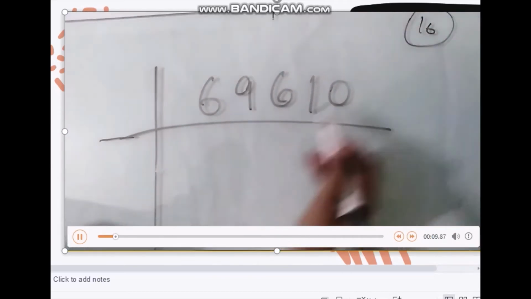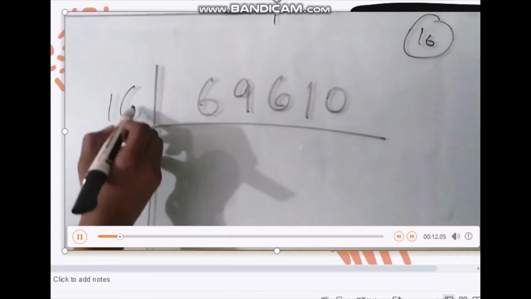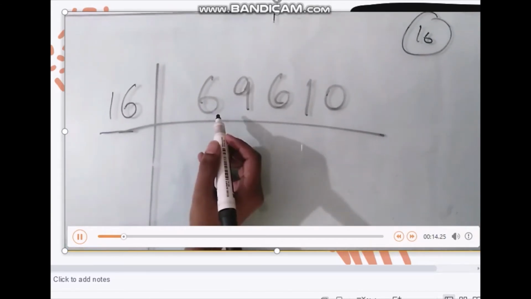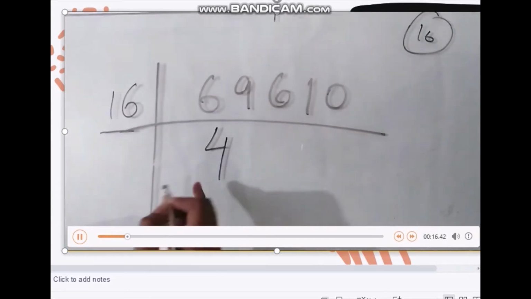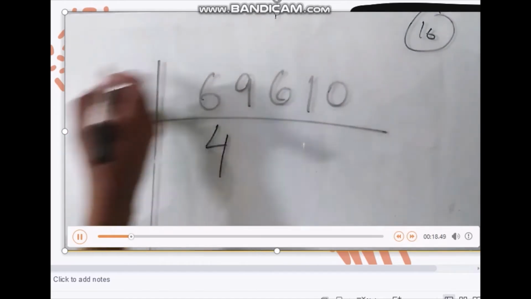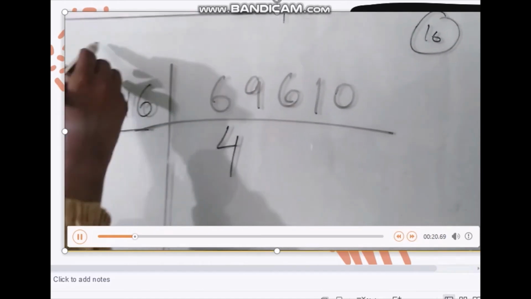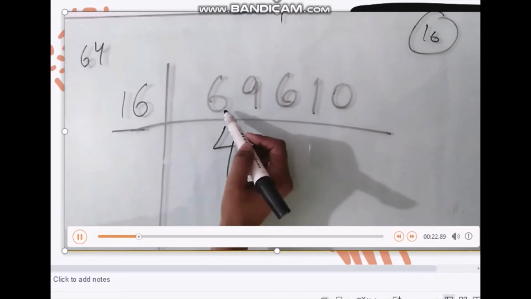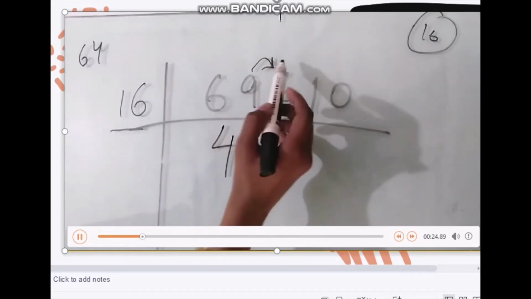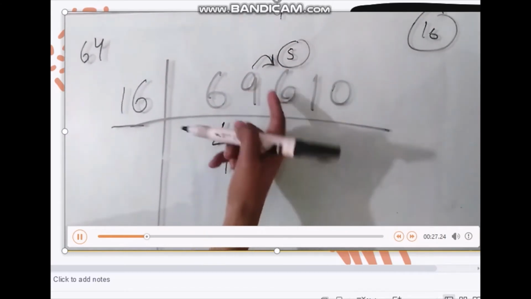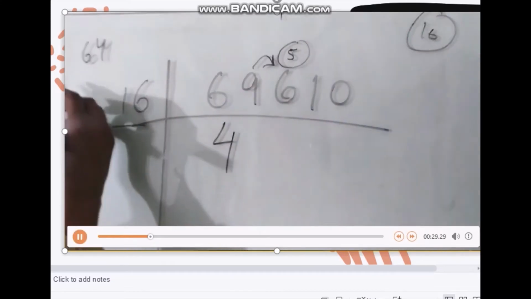So we take the LCM of this number with 16. So as you know, 16, 4. If we multiply 16 with 4, we get the number 64. But the number is 69. So we carry 5 here. Now it becomes 56.